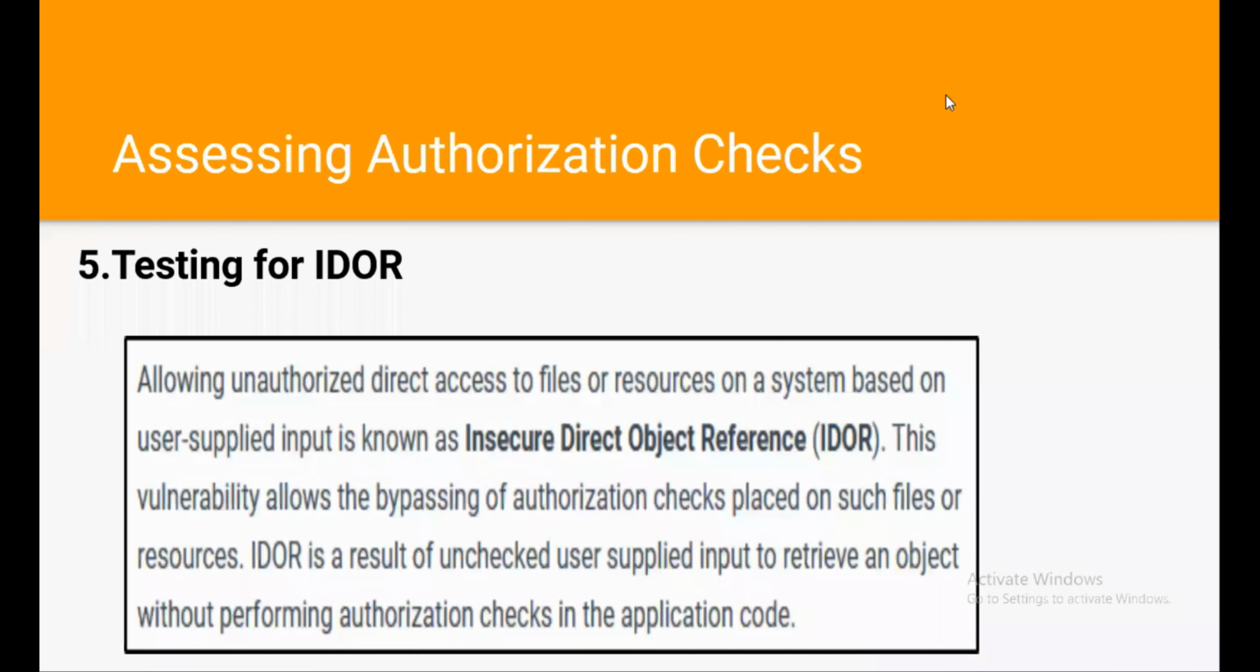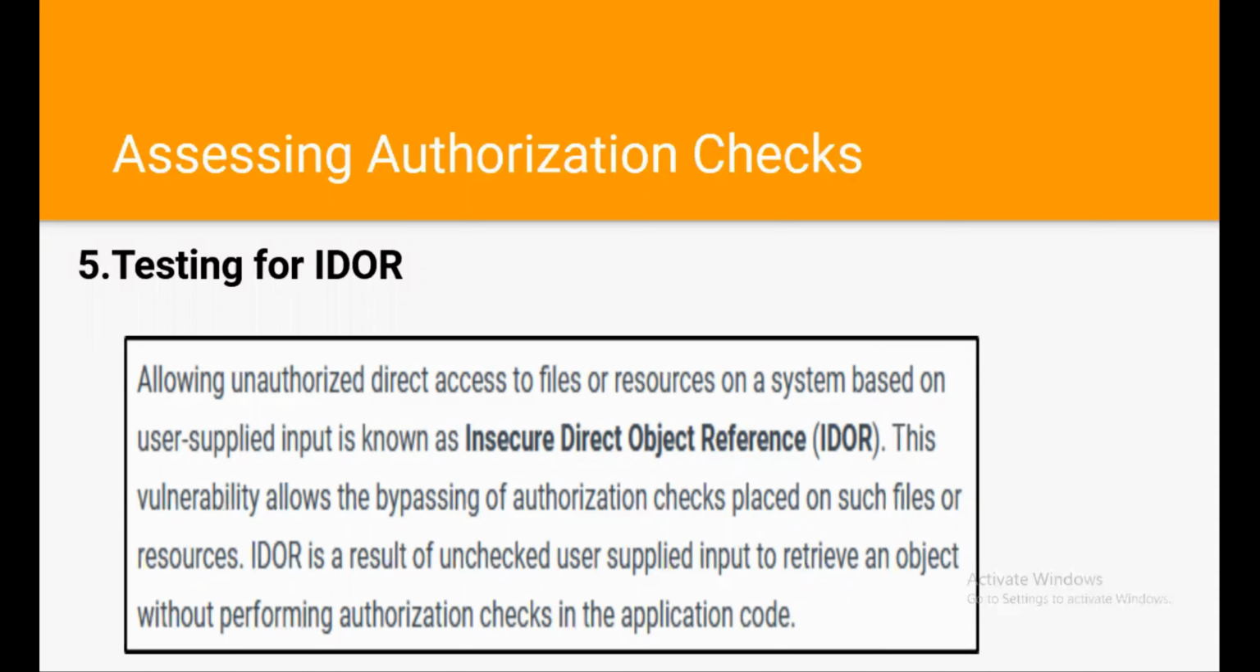Now let's discuss testing for insecure direct object reference, IDOR. IDOR means allowing unauthorized direct access to a file or resource on a system based on user-supplied input. This vulnerability allows bypassing the authorization checks placed on such a file or resource. So IDOR is just a result of unchecked user-supplied input used to retrieve an object without performing authorization checks in the application code.